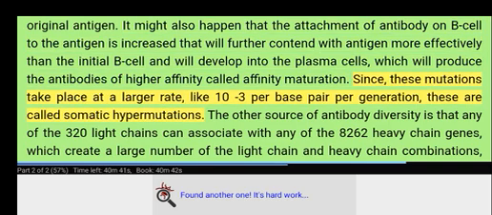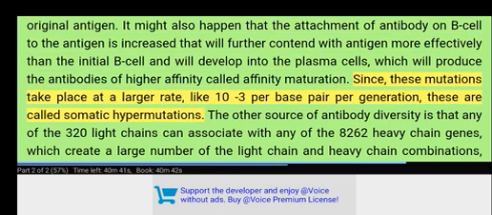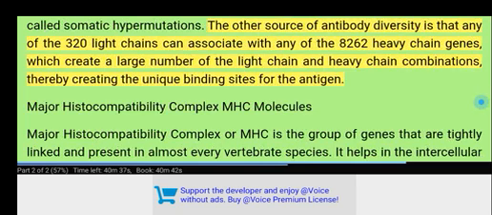Since these mutations take place at a large rate, like 10^-3 per base pair per generation, they are called somatic hypermutations. The other source of antibody diversity is that any of the 320 light chains can associate with any of the 8,262 heavy chain genes, which creates a large number of light chain and heavy chain combinations, thereby creating unique binding sites for the antigen.